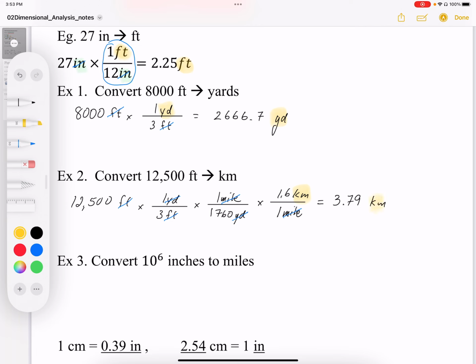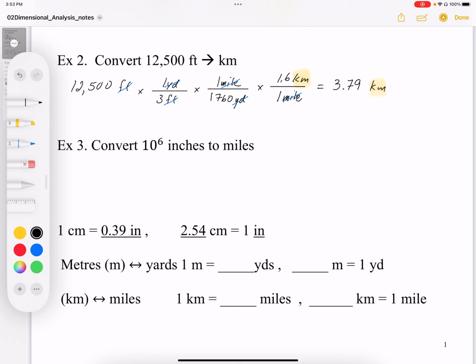Okay, so 10 to the power 6 inches into miles. I'm going to first start with my inches. So 10 to the power 6 is 1 with 6 zeros, or 1 million inches. And then converting that into miles, I'm going to first convert 12 inches into 1 foot. So I want to cancel out the inches, so the inches have to go on the bottom. So there's my 12 inches. Those are going to cancel.